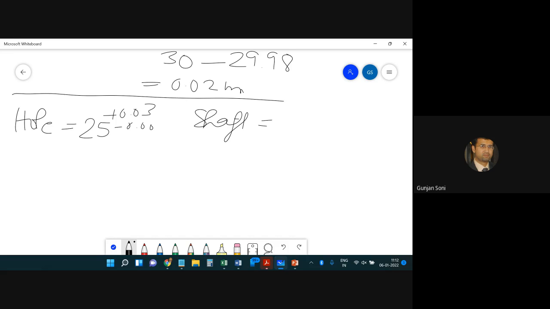And then shaft is let's say minus 0.00006 and minus 0.020, sorry. Okay, so what is the basic size? 25. Tolerance on shaft and hole you can find out. Now you find out maximum and minimum clearance between the two.